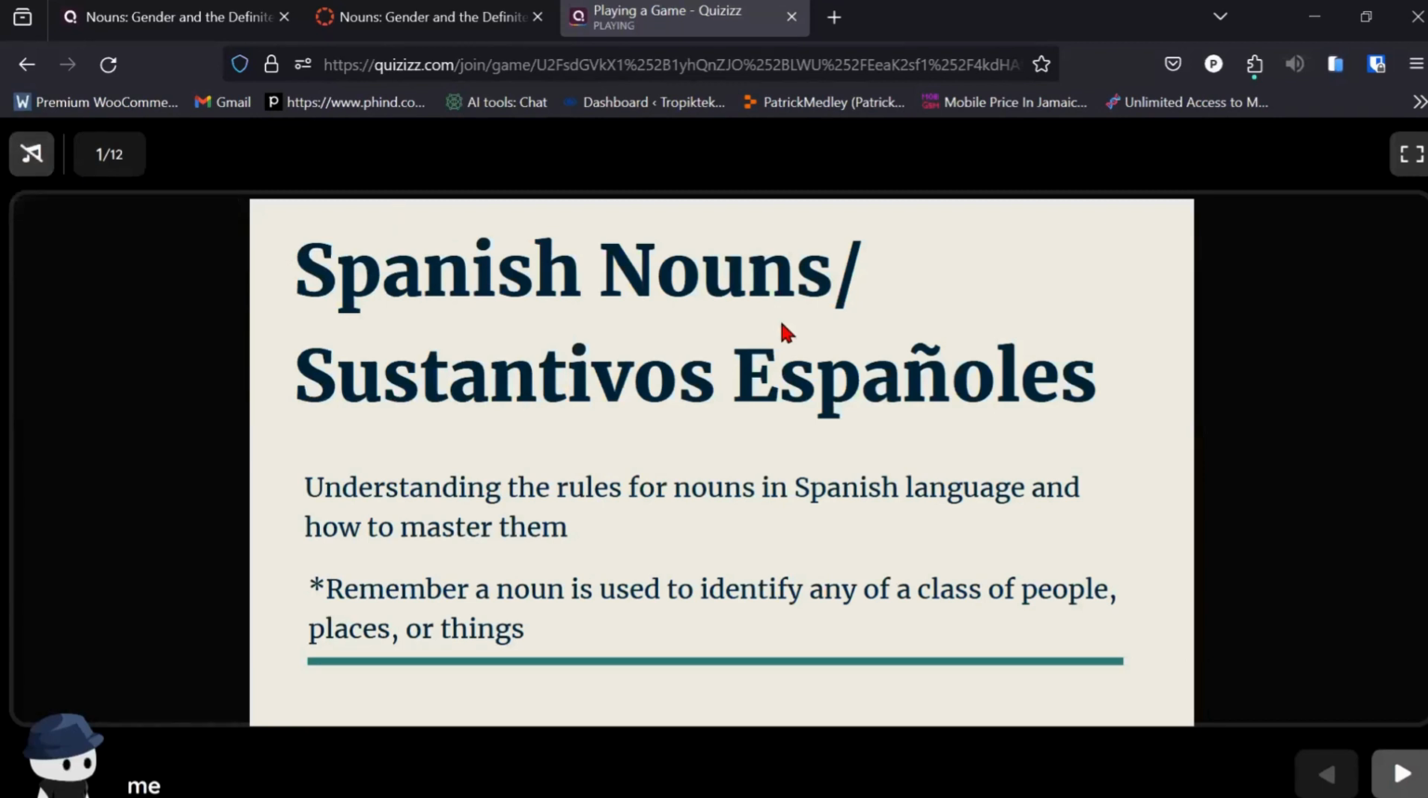Okay. So Spanish nouns or sustantivos españoles. So sustantivo is the word for noun in Spanish. So we're going to be learning how to understand the rules of nouns, how to master them, right? So here is a quick note. Remember, a noun is used to identify any class of people, places, or things. So it's some kind of person, a place, a thing that exists, right? So moving forward.